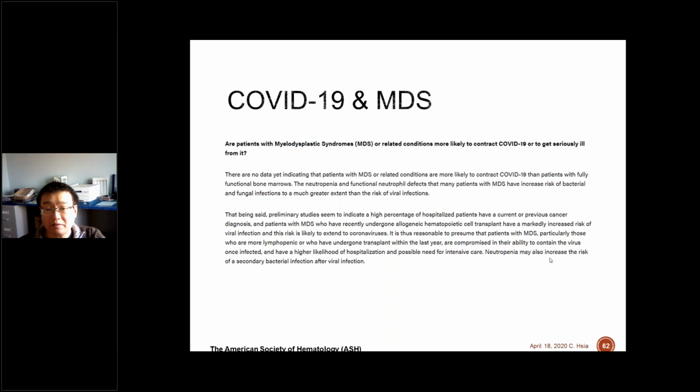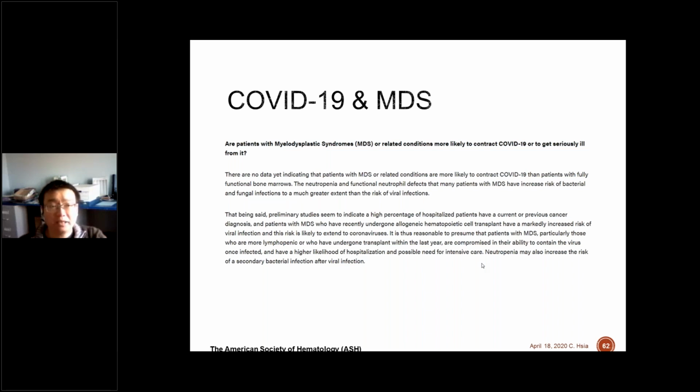The neutropenia, however, increases the risk of secondary bacterial infection after a viral infection. So patients who have a viral infection, we often see this before this pandemic, even in patients not with bone marrow conditions like MDS, is that when one gets a viral infection, they can have a secondary or superimposed bacterial infection on top of it. Okay, so the individuals with MDS don't have an increased risk of getting COVID-19, but when they do, they may have a worse outcome, is the bottom line.